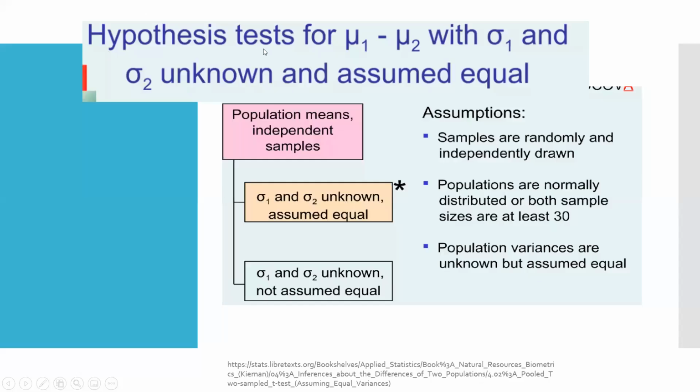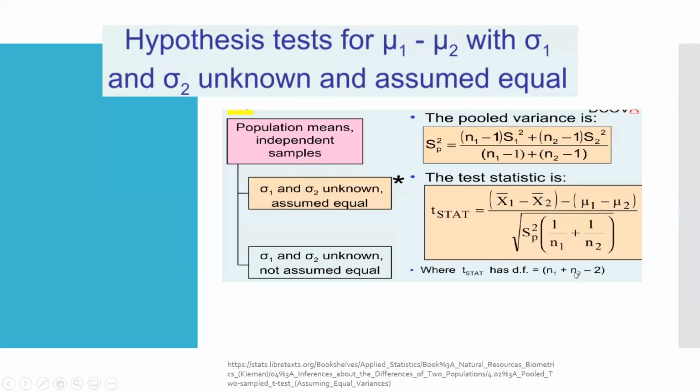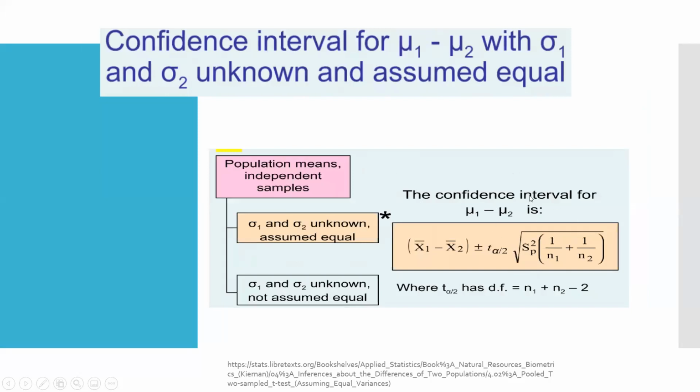So in this case, considering the second one, you are testing the hypothesis between the difference of two means, considering the unknown standard deviation but assumed equal. The assumptions are that samples are randomly and independently drawn. Populations are normally distributed and at least of size 30. And population variances are unknown but assumed equal. In this case, for the hypothesis testing, the pooled variance t-statistic test is applied. And the confidence interval is also calculated.